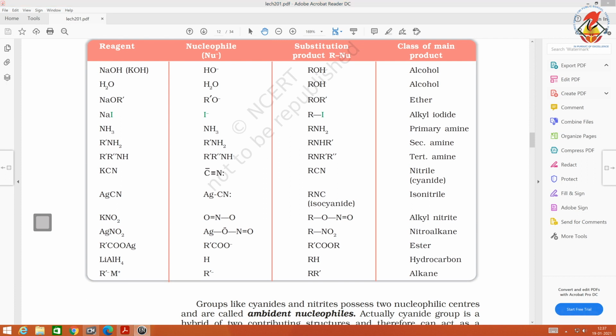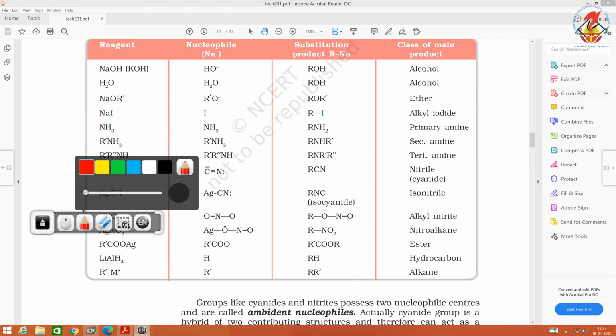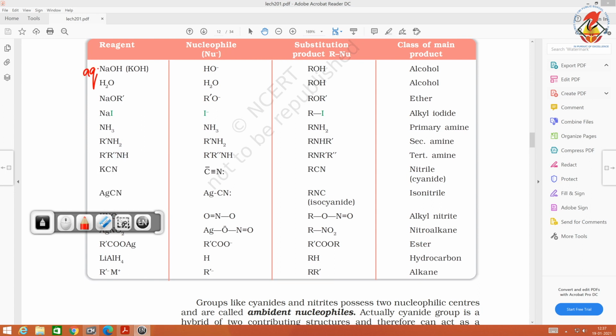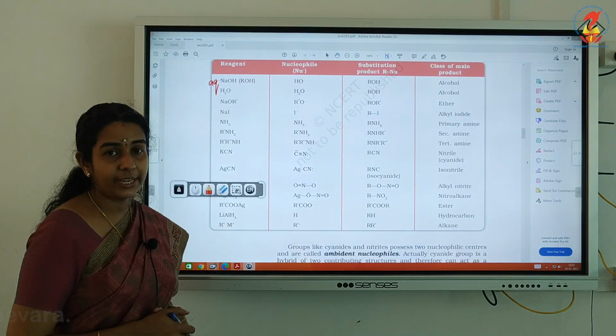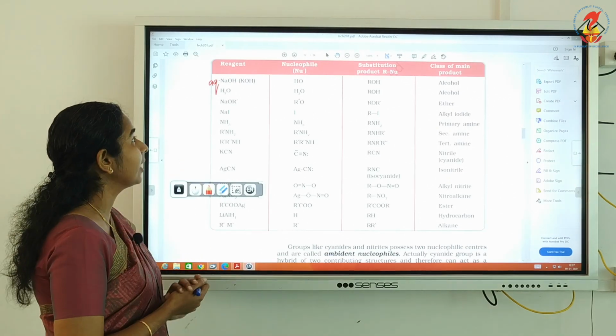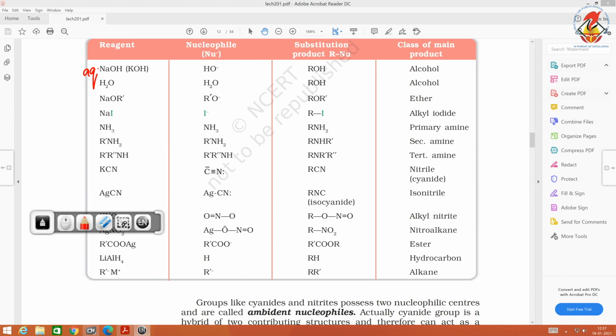The first one, the reagent is NaOH. It is actually aqueous NaOH. So the first reagent that we are using is aqueous NaOH. In aqueous NaOH or aqueous KOH, what is the nucleophile present? We have to study each and every column. In NaOH and KOH, the nucleophile present is OH minus, and OH minus is known as hydroxide ion.